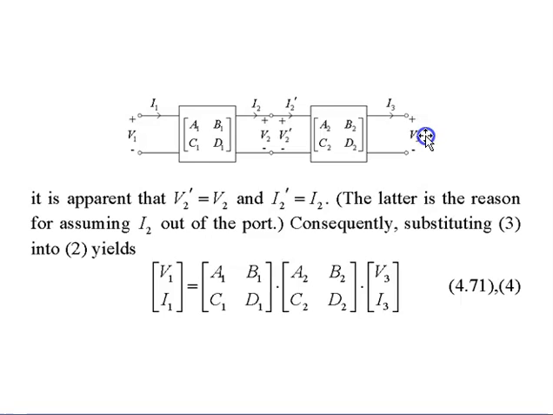From this figure, you have one big equation. The matrix will be [V1, I1] equal to the first matrix, A1, B1, C1, and D1, and then the second port matrix, A2, B2, C2, D2, times [V3, I3].